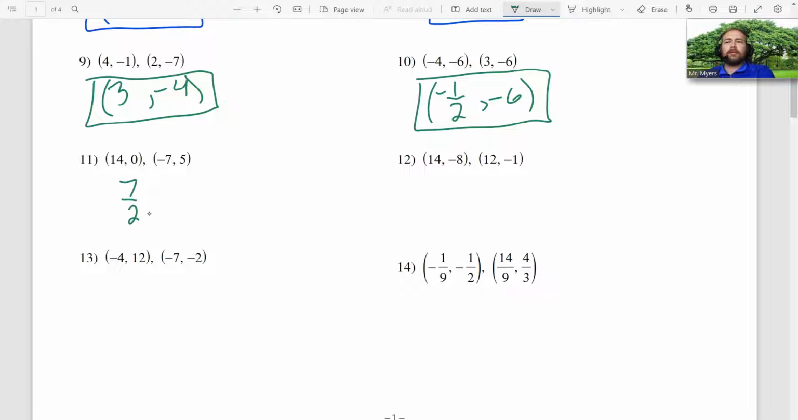We have to divide it by 2. And 0 plus 5, 5. 5 over 2. Got halves for both of those. And that's the final answer there. Oh, and it has to be in parentheses.